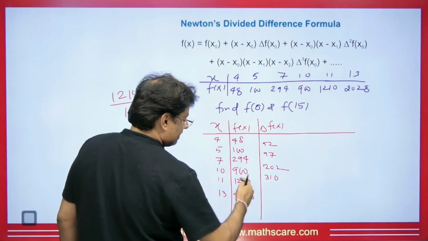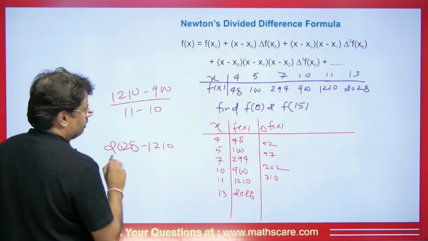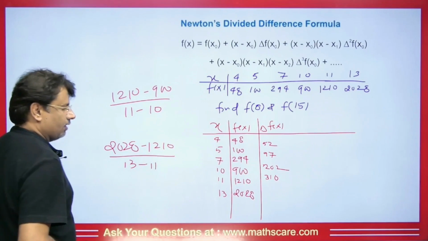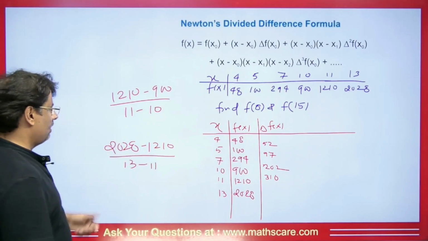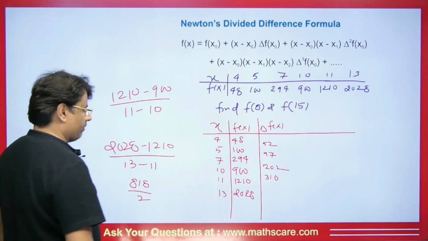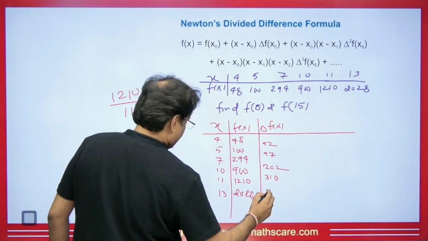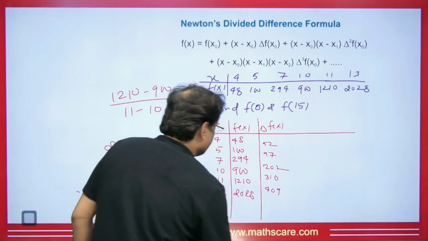Now we will calculate the difference. So 2028 minus 1210 divided by 13 minus 11. Okay, students, from here the value which will come, I think will be 818 divided by 2, right, students? So here we will have 409. In this way we will keep making the table.